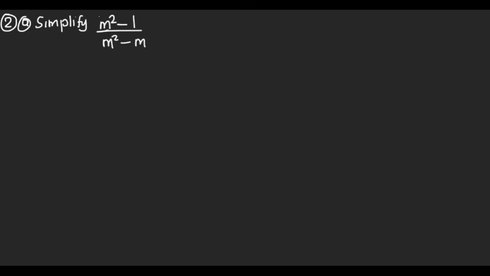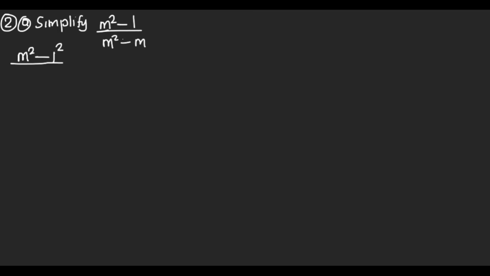We move on to question 2a. Simplify m squared minus 1 over m squared minus m. So let us factorize the upper part. So we have m squared minus 1 can be written as m squared minus 1 squared, since we know that 1 times 1 we still have 1, over.